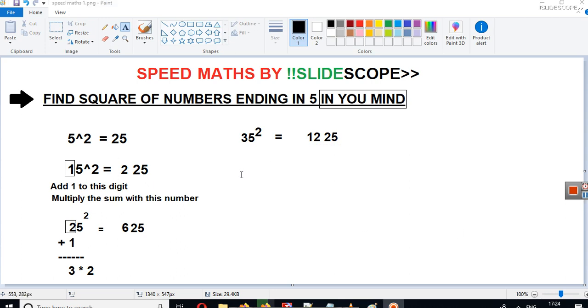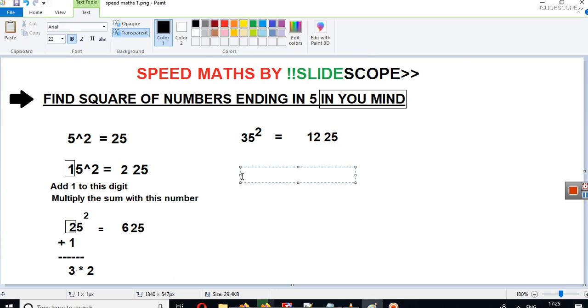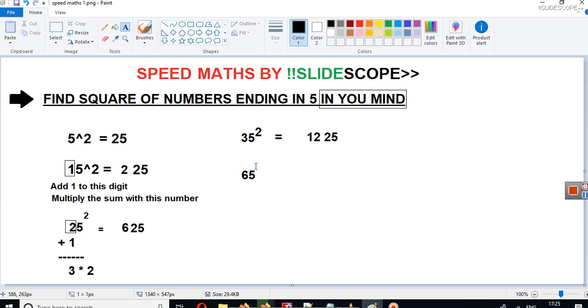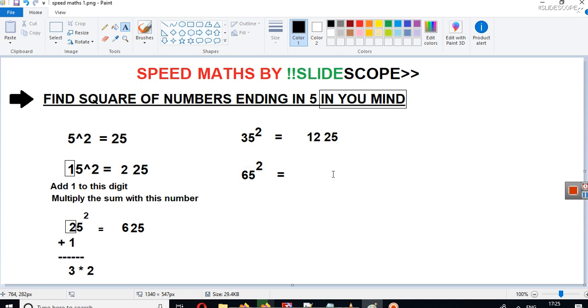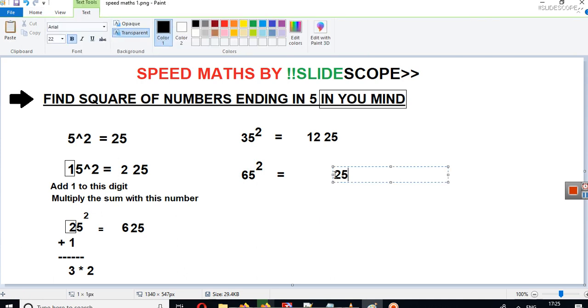Now similarly you can find 45 and 55. Let's take another number, 65. Suppose we have to find the square of 65. How can we do that? Again simple. First write 25 without thinking anything. Now add 1 to 6, that is 7, and then 7 into 6 is 42. Your answer is 4225.